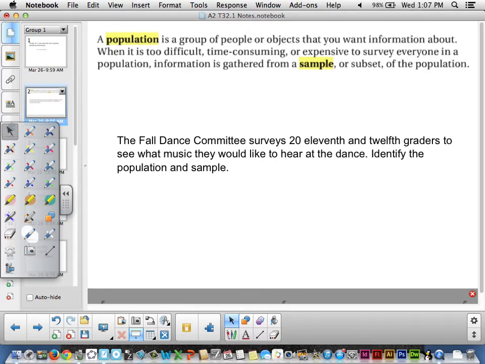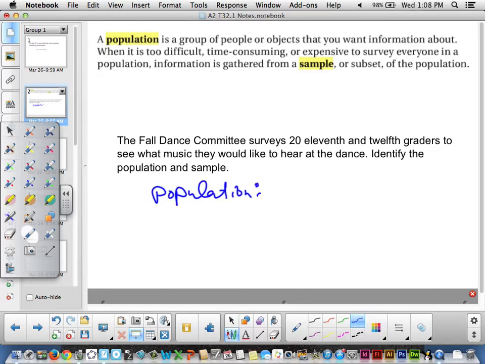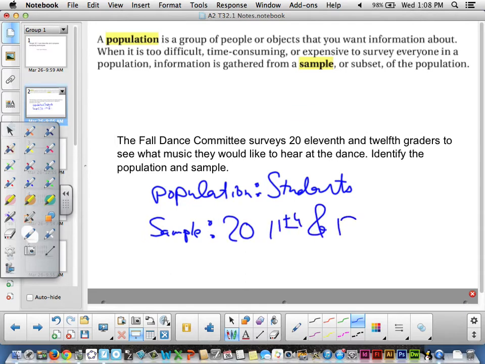So for example here, the Fall Dance Committee surveys 20 11th and 12th graders to see what music they would like to hear at the dance. Identify the population and the sample. The population here are the students. And the sample is the 20 11th and 12th graders. You're going to use their information to figure out what to play at the dance.